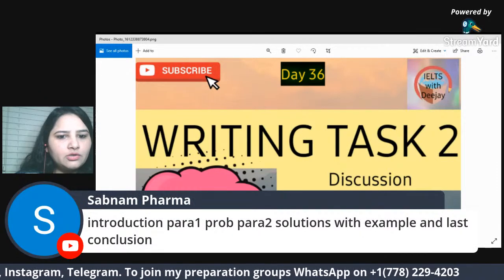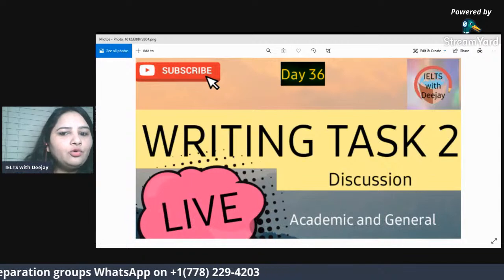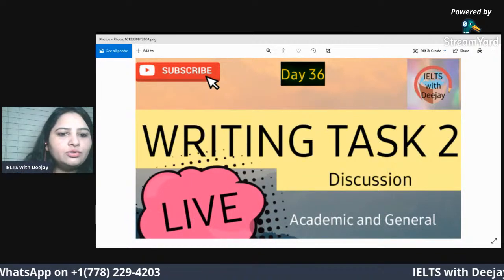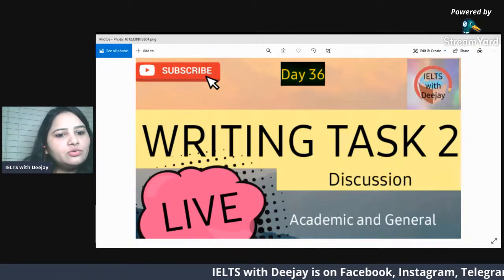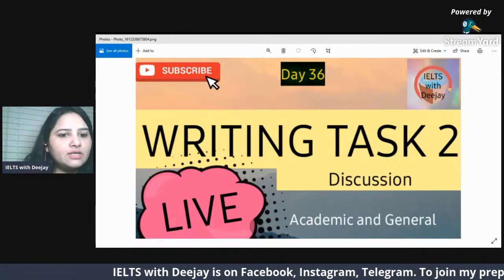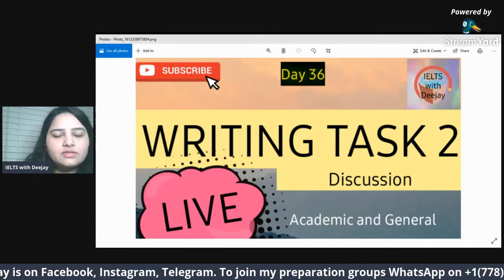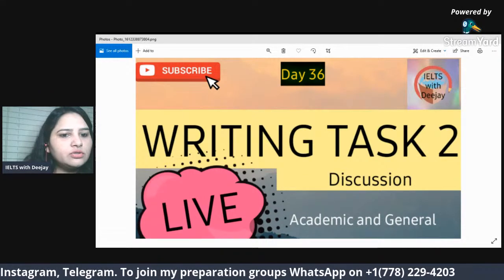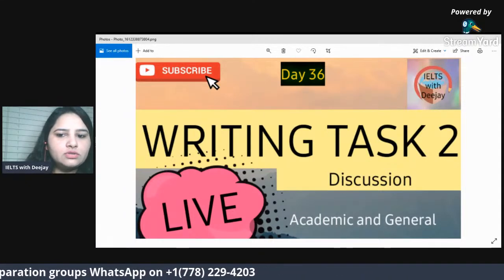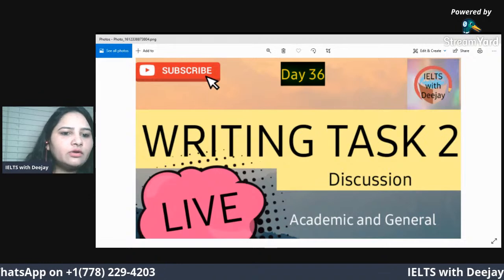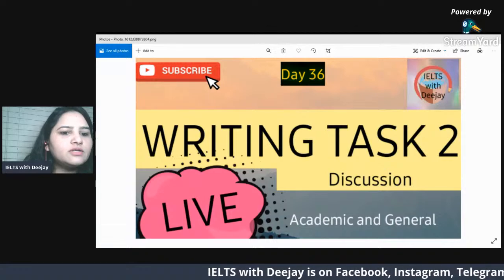Introduction, para 1, problem, para 2, solution with example and last conclusion. Okay. And now tell me, how do we write two ideas? Like I told you, main idea, explanation, and example. When we have to write two ideas, then how do we write in the BP1 and BP2? Because in causes and solutions and in problems and solutions, we have to write two: two problems, two solutions, two causes, two solutions. This is how, because they ask for the causes and solutions. Sometimes they do not, then you can write one cause and one solution.